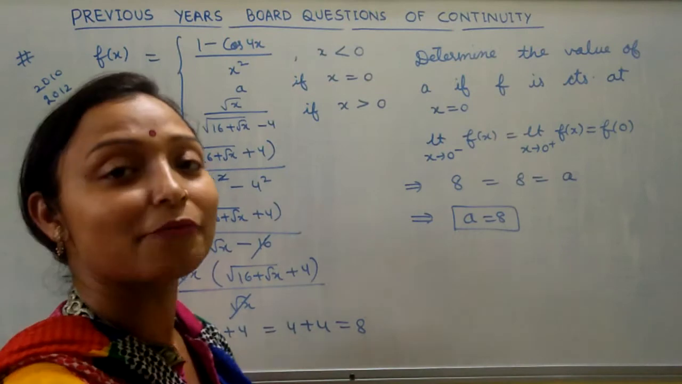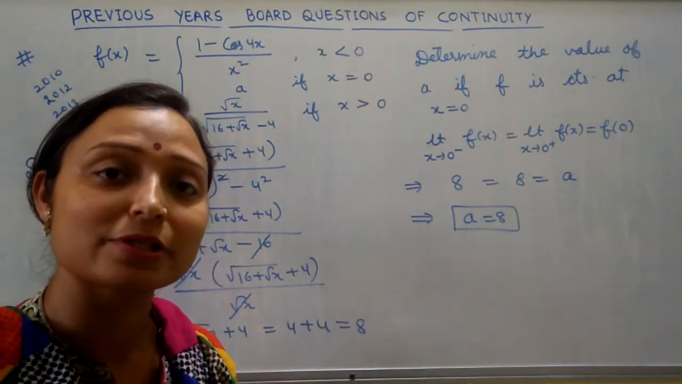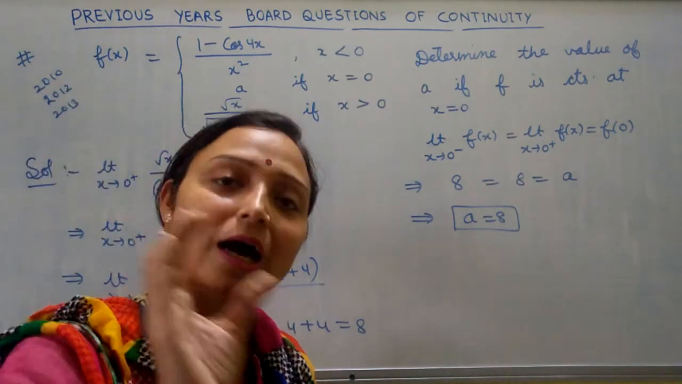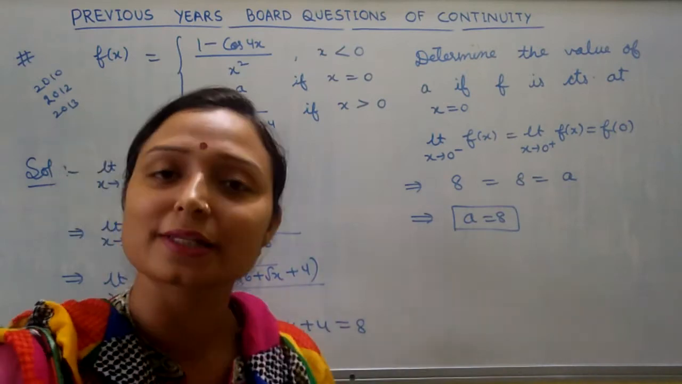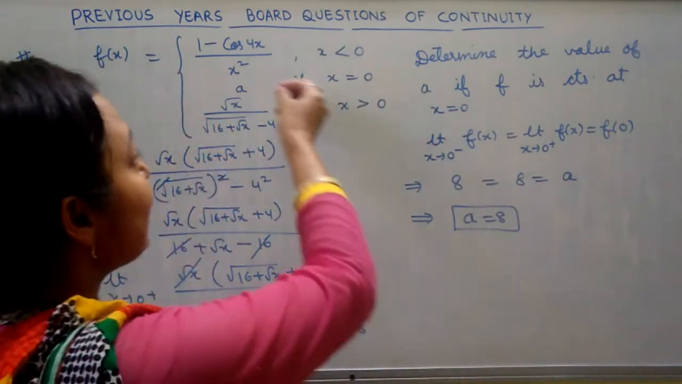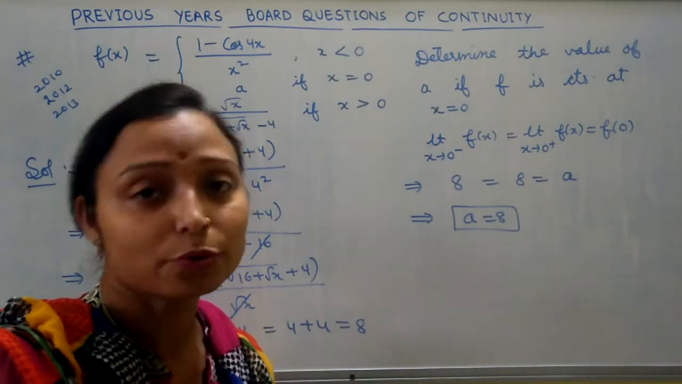So this is the way to solve the question. If the question is lengthy, you have to take first of all left hand limit, then you have to solve right hand limit. At last you have to equate to get the value of the desired numbers, that is A, B, C, which you want to find.